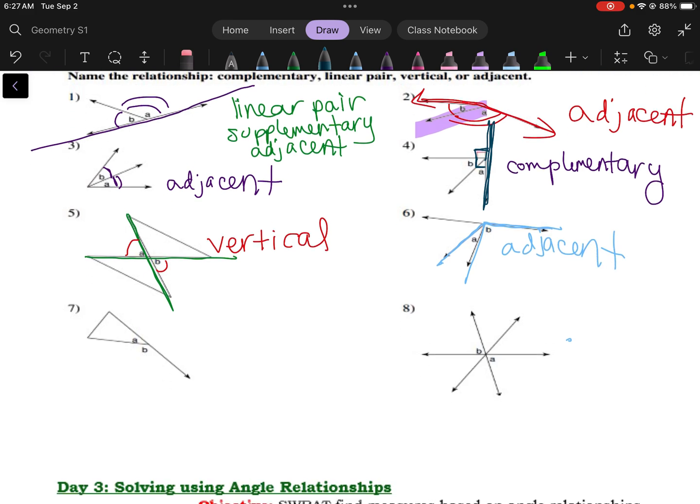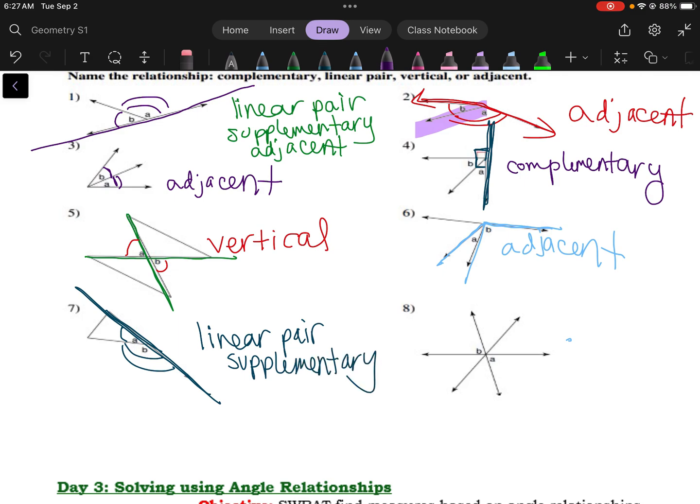Okay, and then number 7, do they form something? Yes, they do. They form a line. Okay, you can assume lines. So linear pair. You can also say supplementary. Okay, so when angles are not next to each other, you want to make sure that they are sharing 2 intersecting lines. They're sharing both lines, so they're only sharing that vertex in the middle. Okay, these are called, again, vertical angles. Okay, so practice.